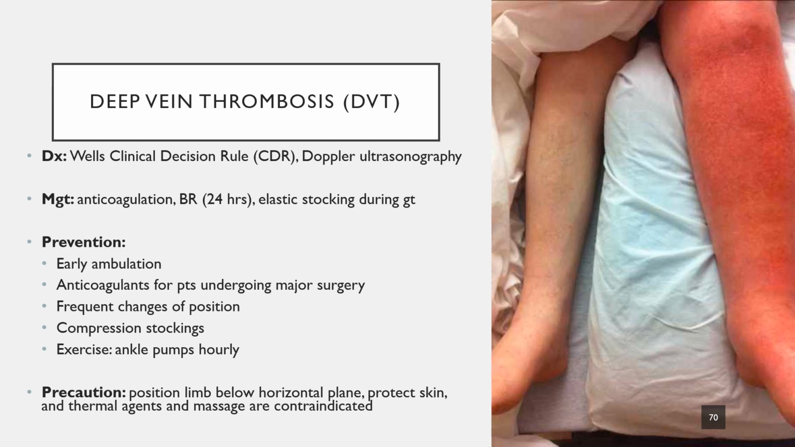Precautions include position limb below horizontal plane, helps prevent pooling of blood. Protect skin, important to prevent pressure ulcers, and avoid thermal agents and massage. They're contraindicated to prevent dislodging of thrombi.